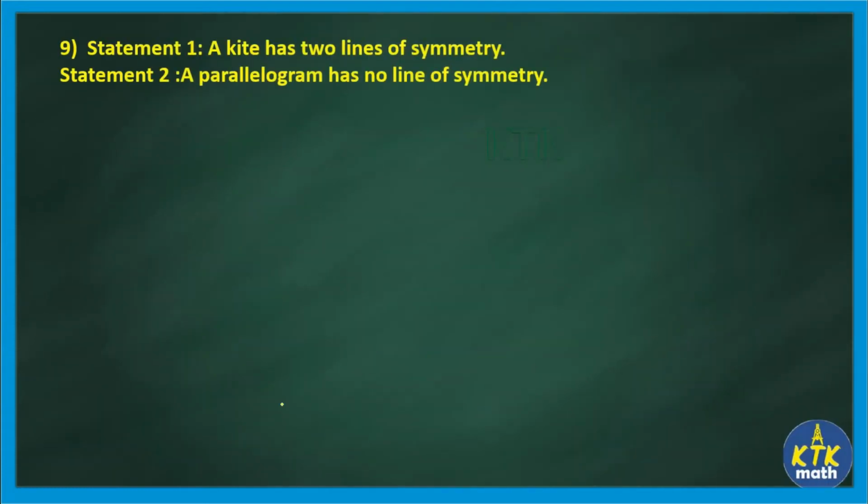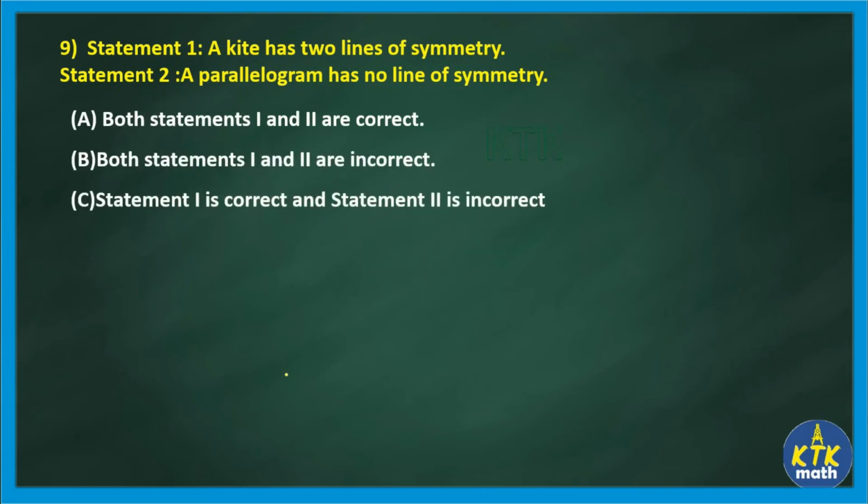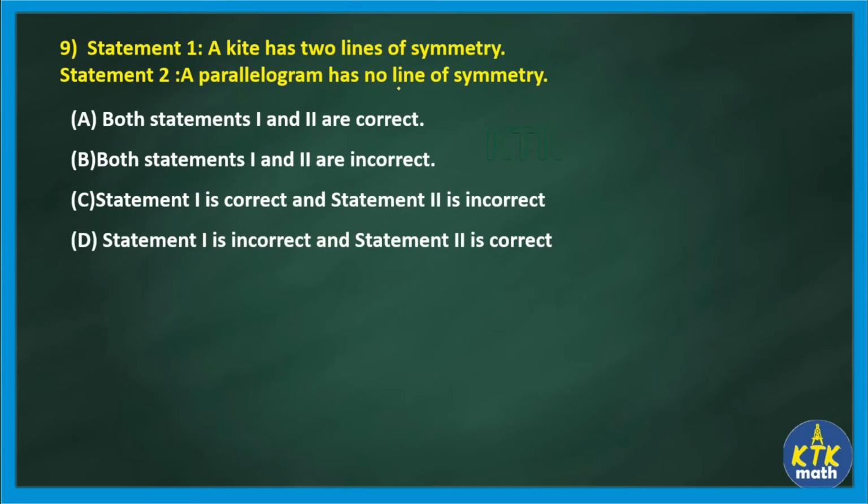It's a statement type of question. You just try to read and understand these statements. They give two statements there. A kite has two lines of symmetry. A parallelogram has no lines of symmetry. So obviously the second one is going to be true, because we know that a parallelogram doesn't have any lines of symmetry.